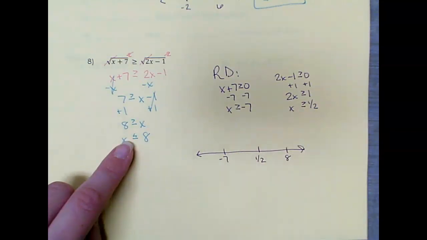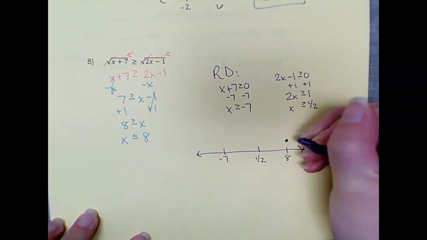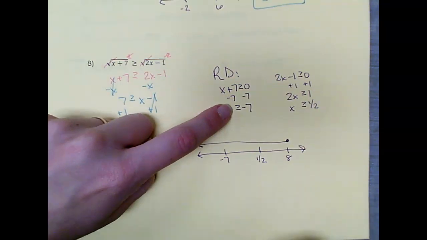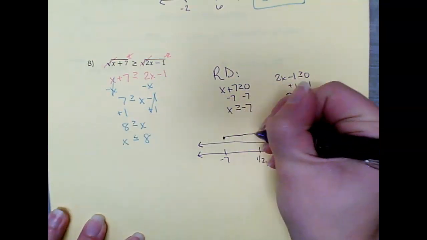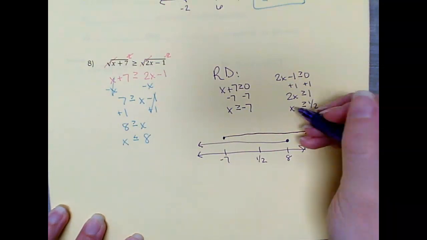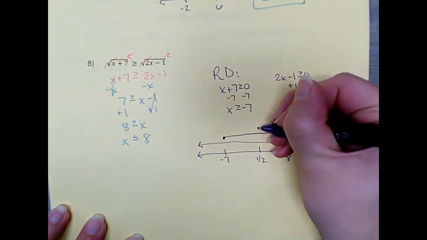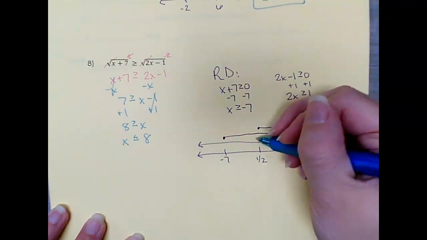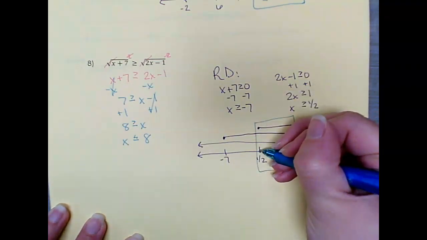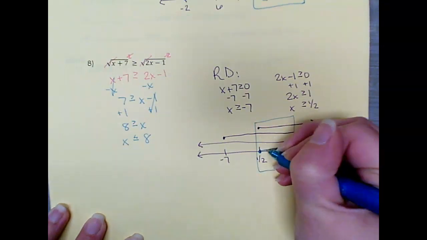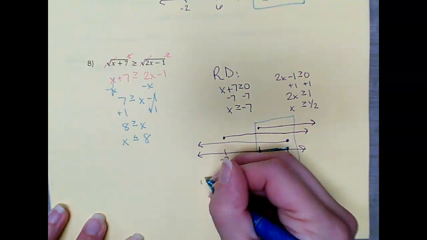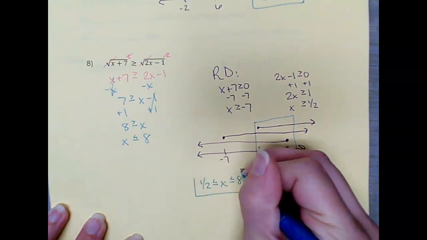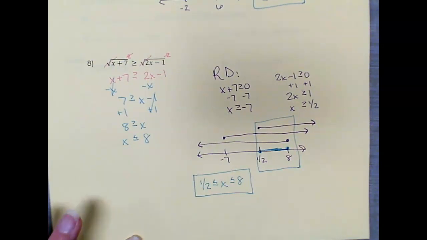So my x's that are less than or equal to 8, that's my solutions. My reasonable domain is all the x's greater than or equal to -7, and all the x's greater than or equal to 1/2. So the overlapping area is all right here. It's all the x's from 1/2 to 8. So 1/2 less than or equal to x less than or equal to 8. And we write our compound inequality for our solution.